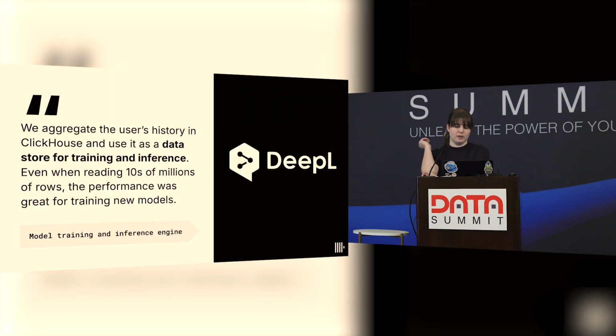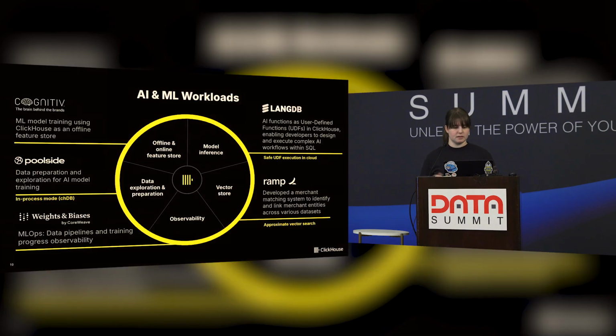So for example, DeepL uses ClickHouse to aggregate all their users' history. This data store is used for training and inference models, and even when reading tens of millions of rows, the performance was great. This is a much better image to explain some of this, but the easiest one right here is observability. That's just observing data pipelines or AI agents as they operate. We have two big customers that I'll get into in a second on that one.